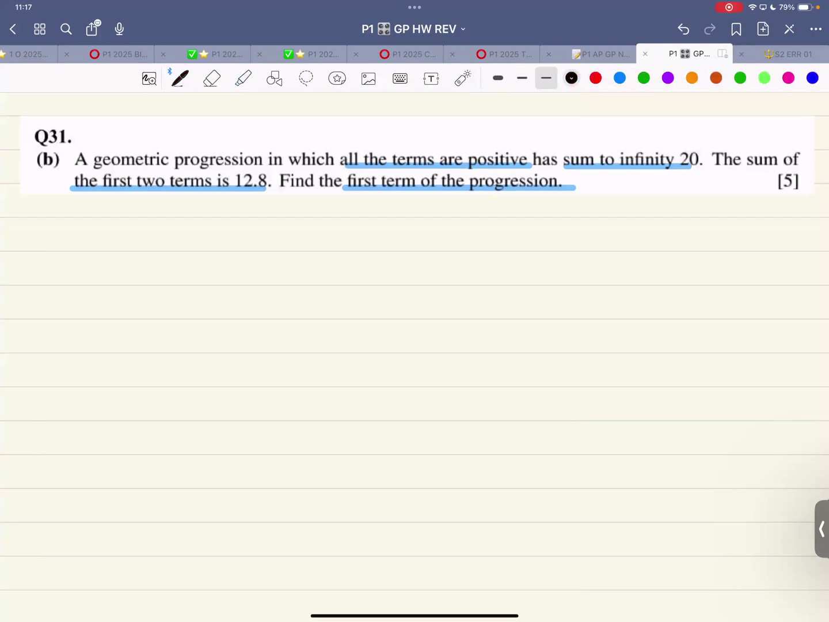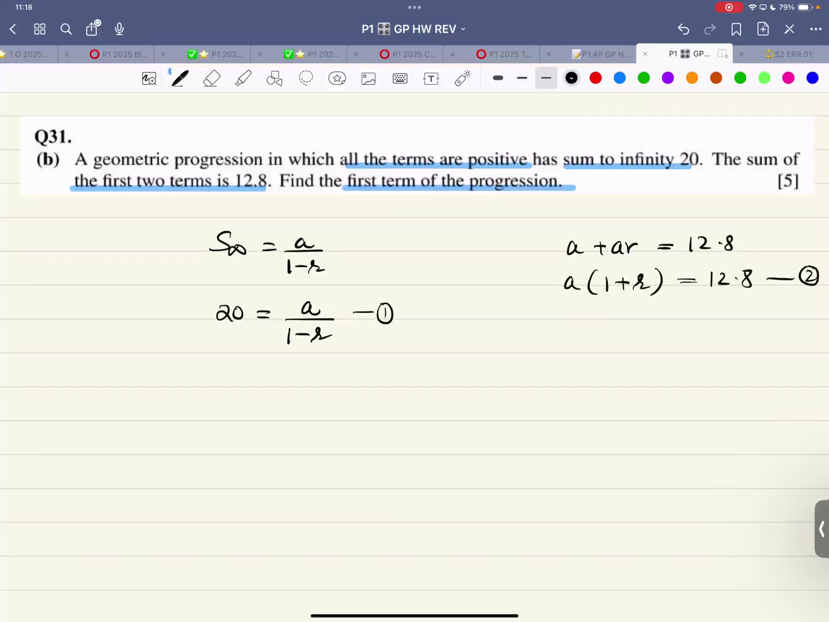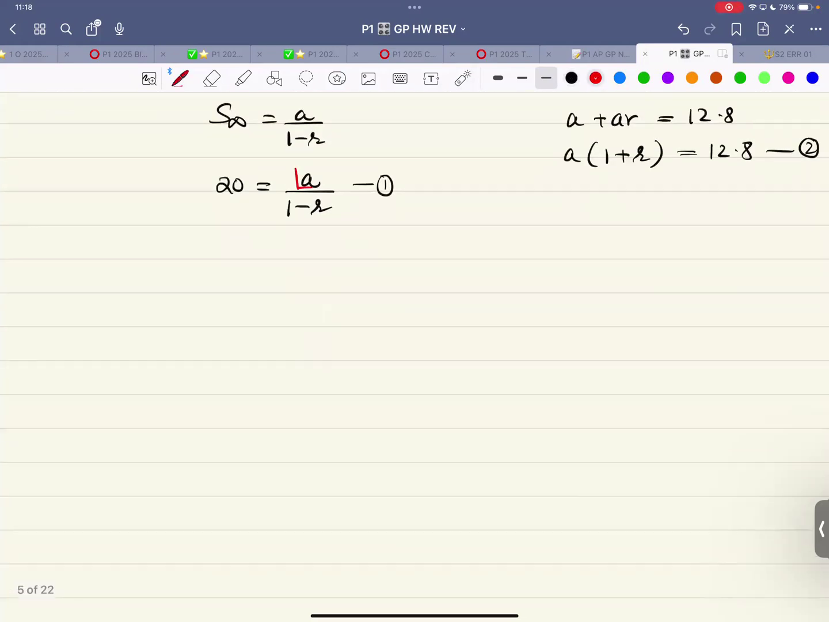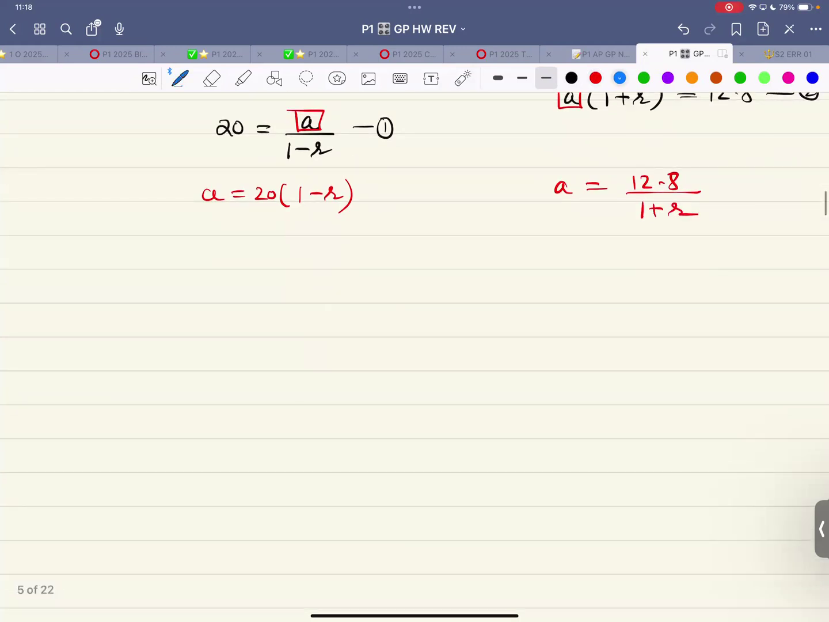So now I'll write sum to infinity is A over 1 minus R. Sum to infinity is 20. A is 20 into 1 minus R. That is equation number 1. The sum of the first two terms, A plus AR, no need to use the formula. Just simply add them up. A plus AR is equal to 12.8. A common, 1 plus R, is equal to 12.8. That is equation number 2. Now over here, if I make A the subject, A is 20 into 1 minus R. Over here, if I make A the subject, that is 12.8 over 1 plus R. So now equate the two.